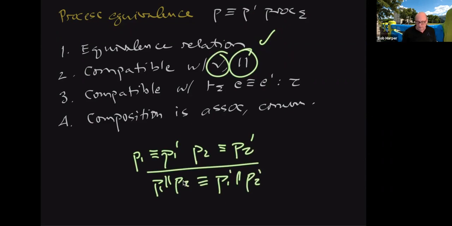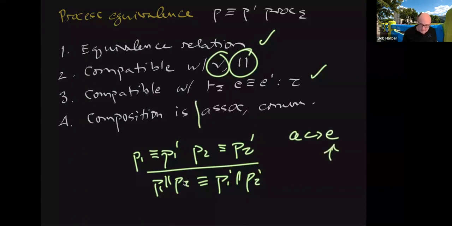And similarly with new, I can do the parallel: if the bodies are equal, then the news are equal. Okay, so we do that. It's also compatible with expression equivalence. That comes up because of the contents of E. Okay, so an E comes up here.